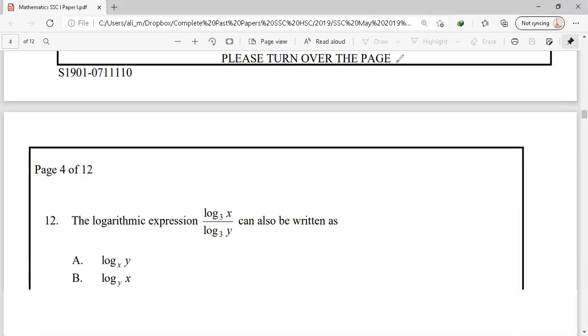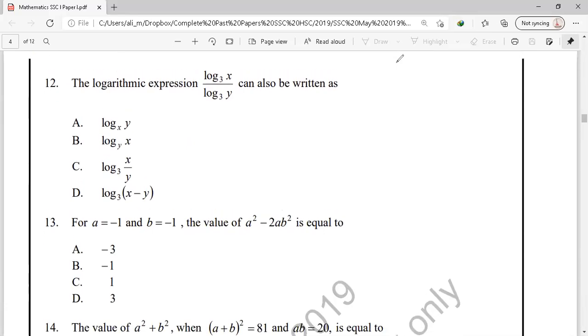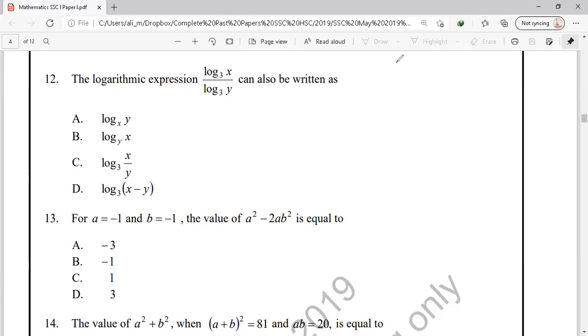So let's see question number 12. In this question, we have a logarithmic expression, and we have to apply the properties of logarithm to convert this into a single log.